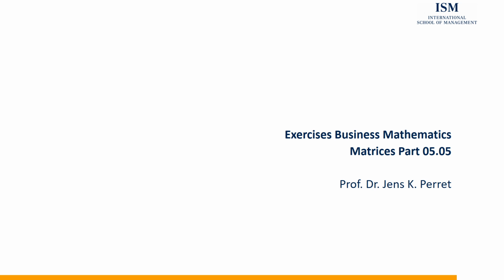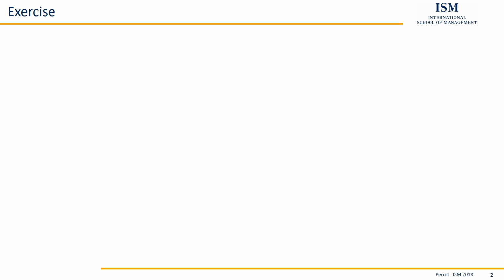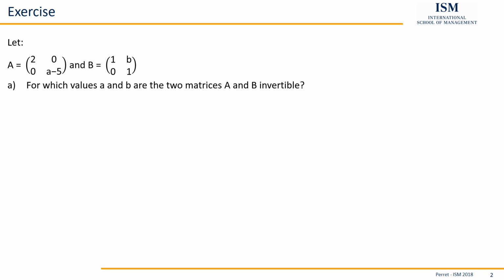Let's have a look at the exercise. Here we have given two matrices, large A and large B. And our task is: for which values small a and small b are the two matrices A and B invertible? In part 2, calculate the following matrix: the transpose of the inverse of A times the inverse of B.